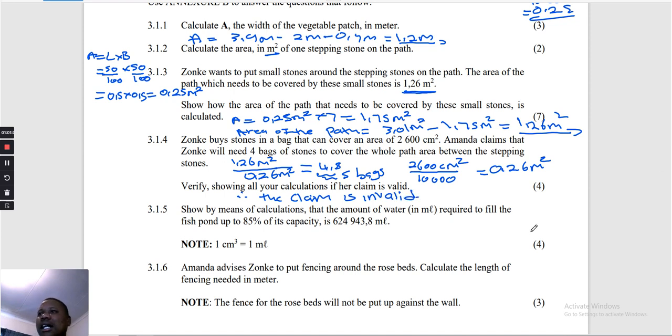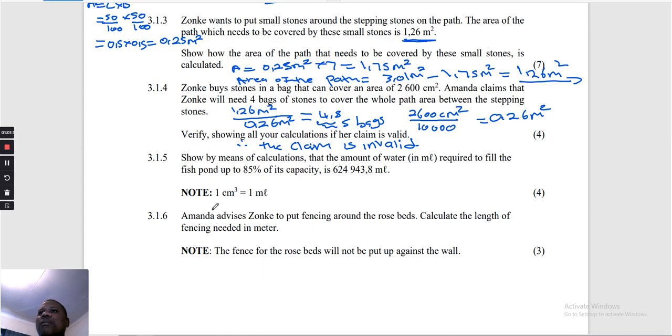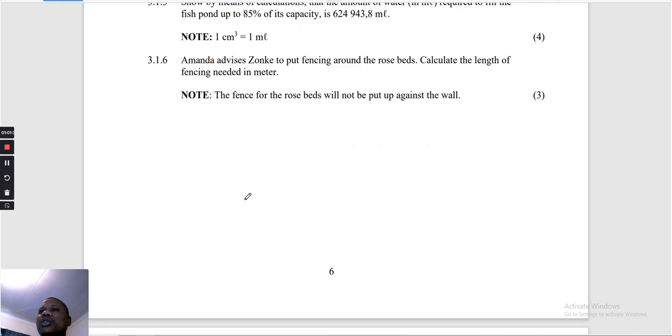Okay, now they say number 3.1.5, show by means of calculation that the amount of water in milliliters required to fill the fish pond up to 85% of its capacity is 624,943.8 milliliters. Note 1 centimeter cubed is equal to 1 milliliter. Okay, I'm just going to do it down here.